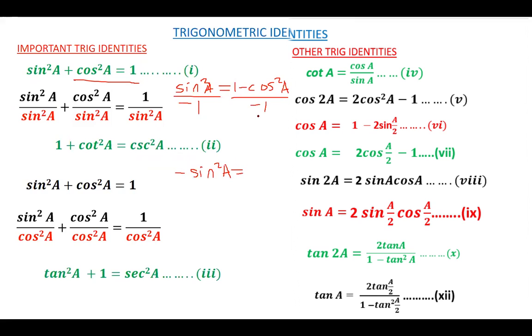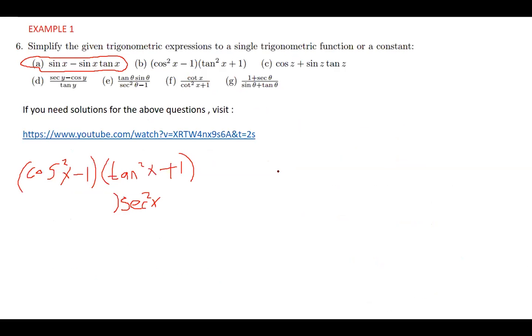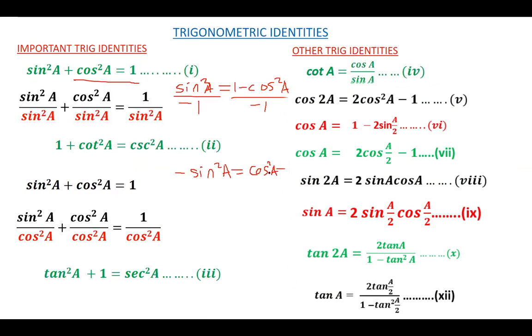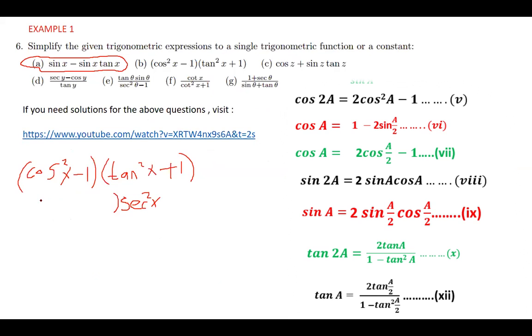This is what you're going to get. And then this side, when you divide this by that, you are going to have a negative 1. Let me just write it this side. And then you're going to have negative 1 into negative cos squared a, you're going to have your positive cos squared a. So we have achieved what we wanted here, which is cos squared x minus 1. When there's cos squared a minus 1, we can replace it with negative sine squared a. So I'll put my negative sine squared x here.